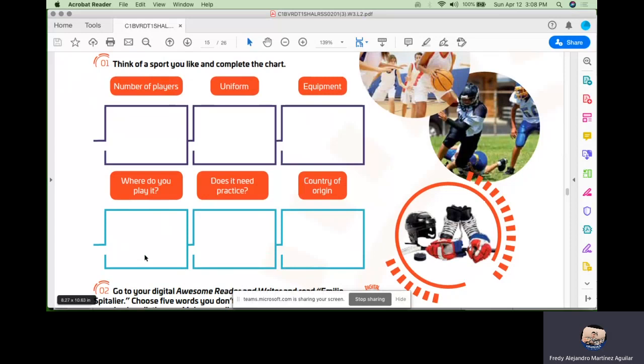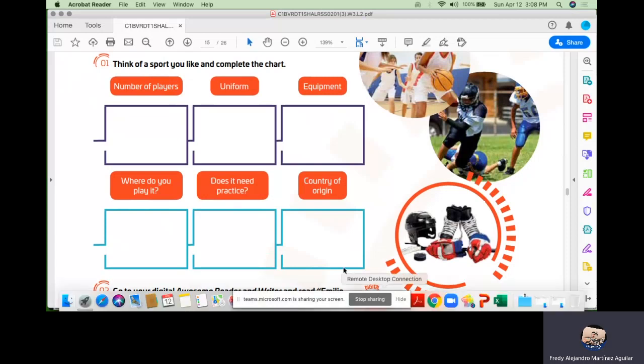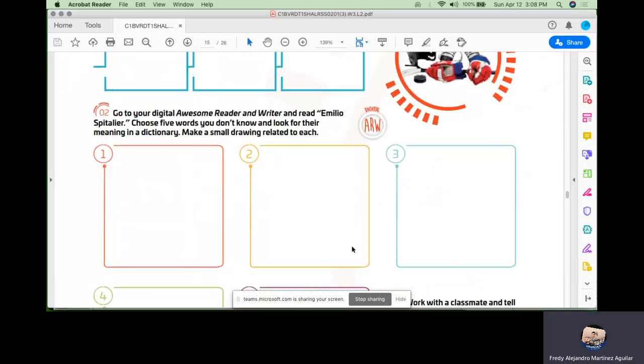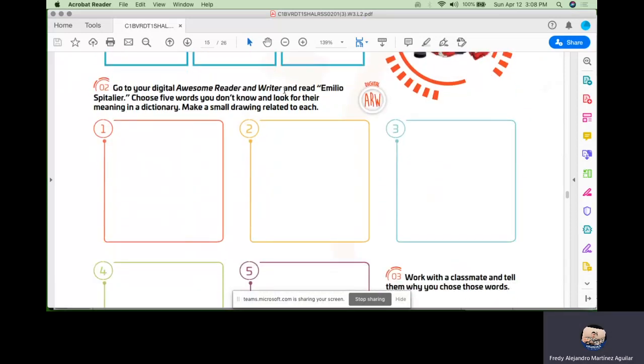In a field, in the park, at the school, it doesn't matter. Try to describe it here. Does it need practice? Do you have to practice in order to develop this, or can you do it just for fun? And the country of origin. You can look for the information, the history of that sport. And then we are going to the author and writer in the digital form that you already have, the link of this.